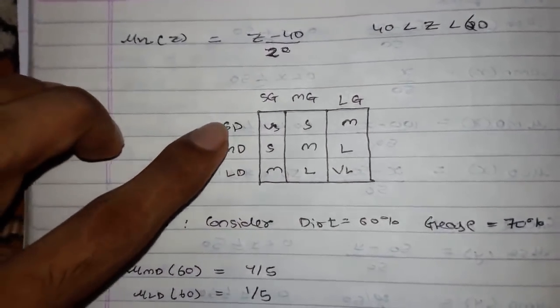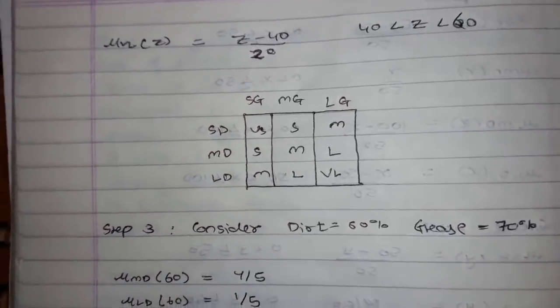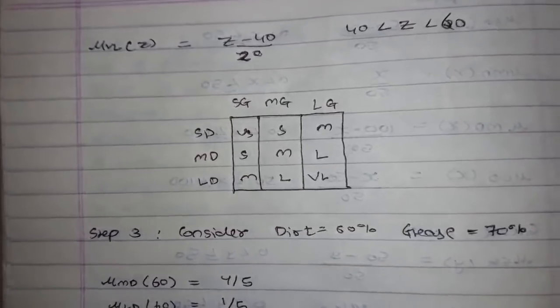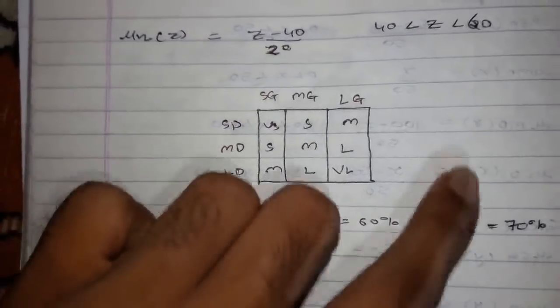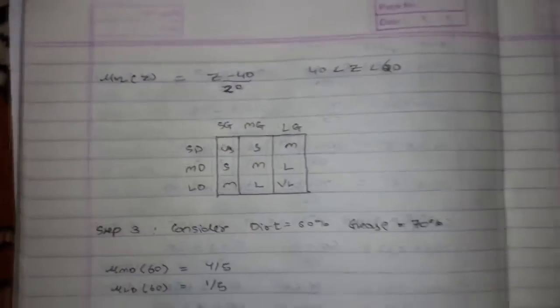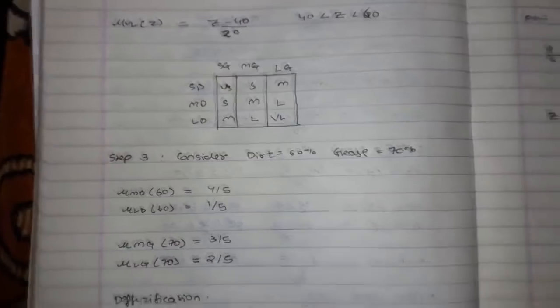Now you cannot have small dirt and small grease and a very large time, because that will get washed in less time since there is only a small amount. So logically, whatever comes to your mind, you can fill this table accordingly. So that was a new part that we learned in this video.